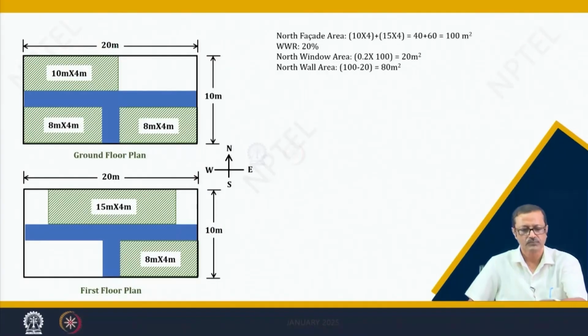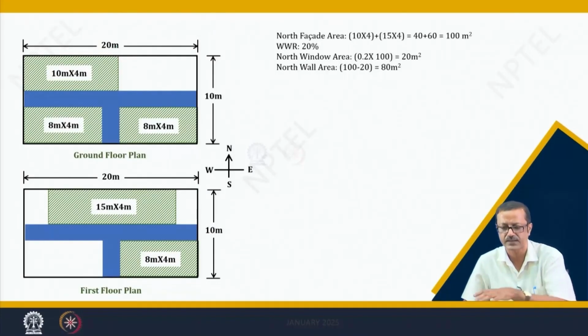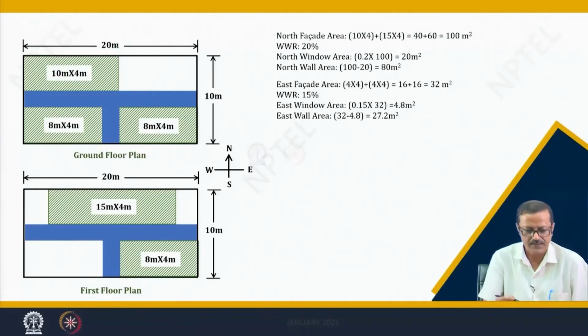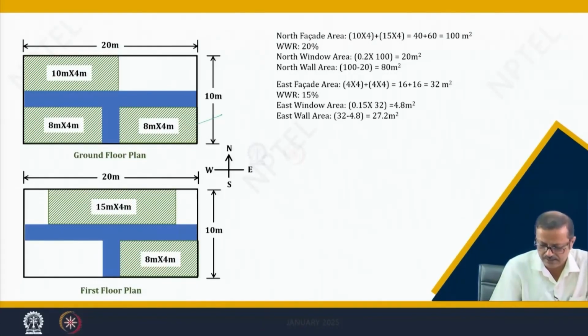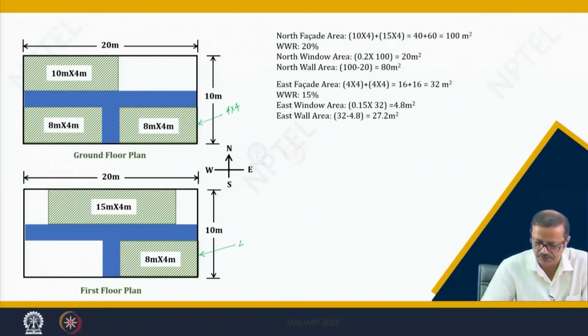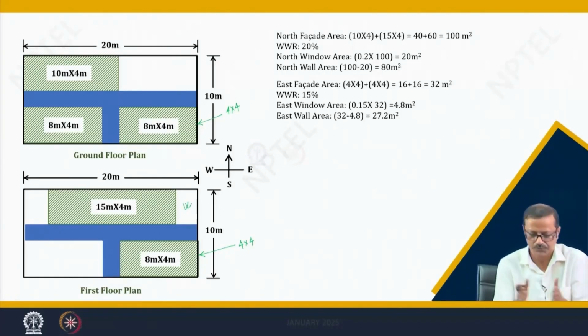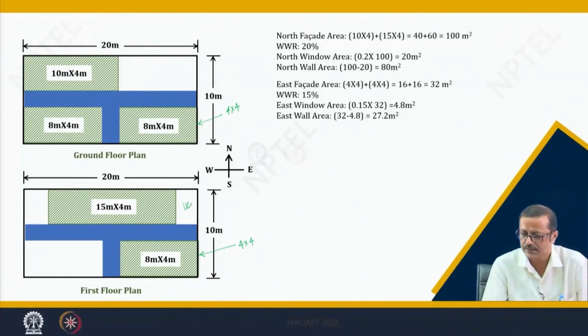If you see the area, the north facade area, I have just told you it is 100. Then the east facade is this and east facade is this. So, this is 4 into 4. Please remember the floor height is 4 meter. So, 4 into 4 again. This I cannot take because this is some area which is having some kind of a space, so it is not exposed to the outside. So, east is your 32, 16 plus 16, 32, 15%.